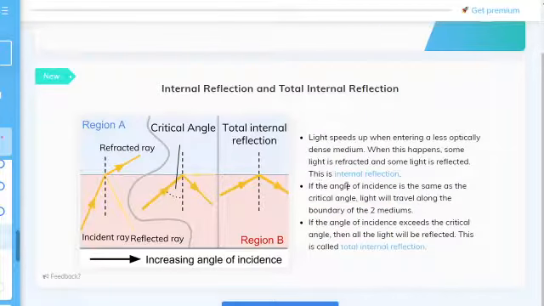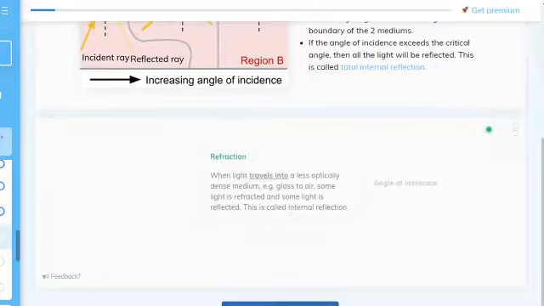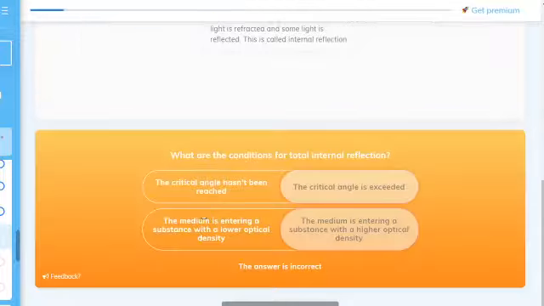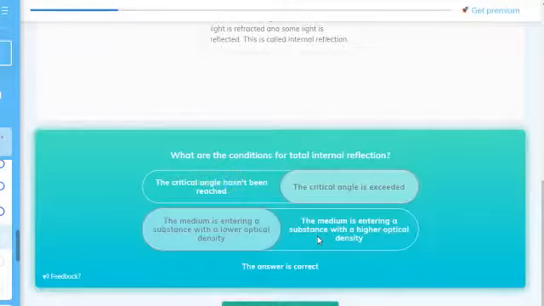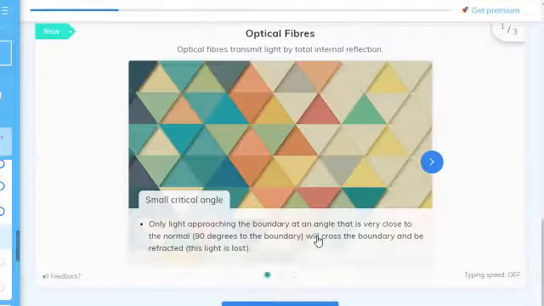So, if the angle of incidence is the same as the critical angle, the light will travel along the boundary, so it will just travel along. And if it's bigger than the critical angle, all of it will be reflected, which is total internal reflection. So what are the conditions? The critical angle is exceeded, and the medium being entered has a lower optical density.